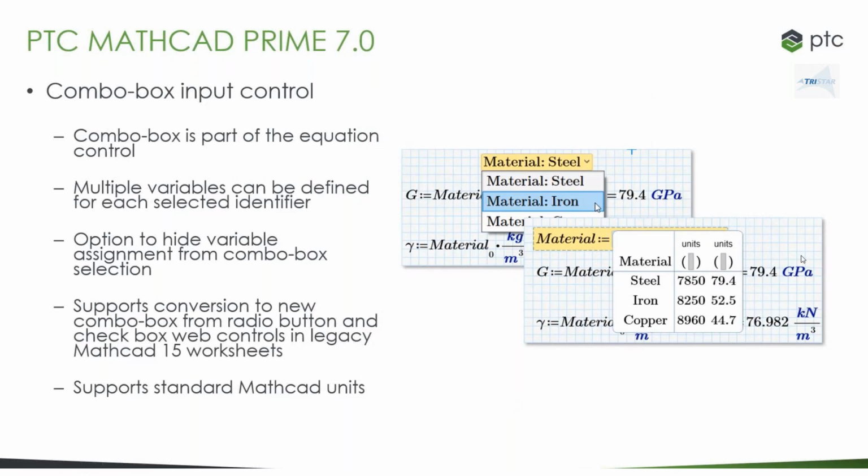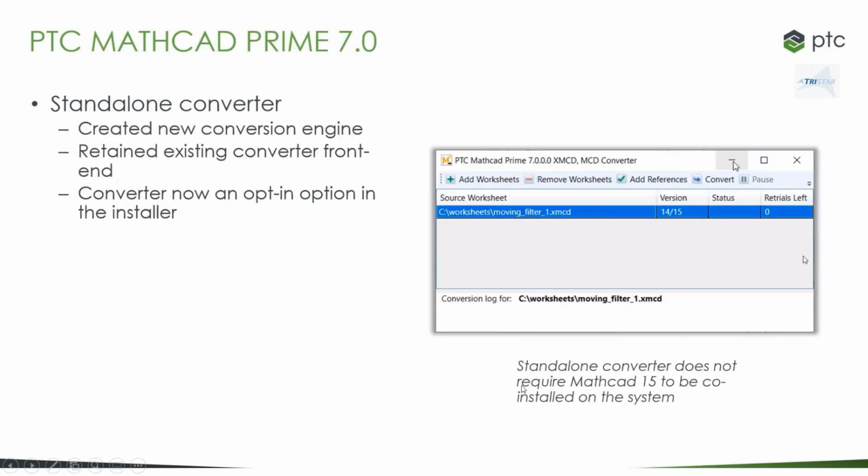The combo box input control is really part of the equation control, which is very important. In previous versions, they were a separate region. You have the ability to define variables, and they're associated with a number of identifiers. You can put this in a drop-down menu, and when you specify the drop-down menu, it'll propagate those values in the worksheet.